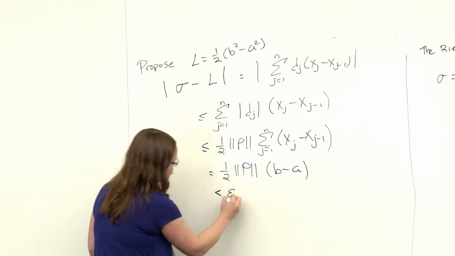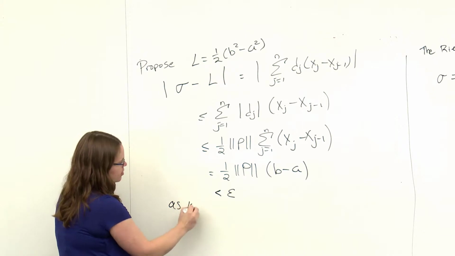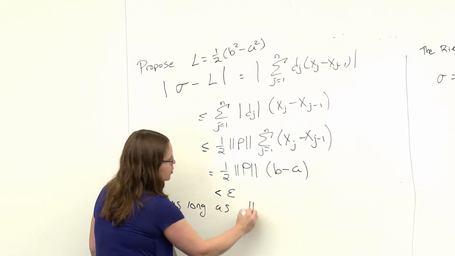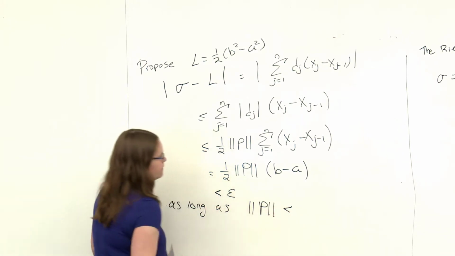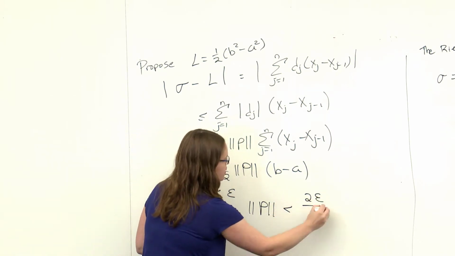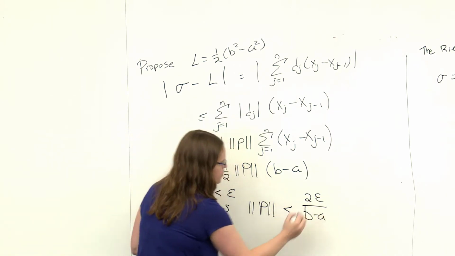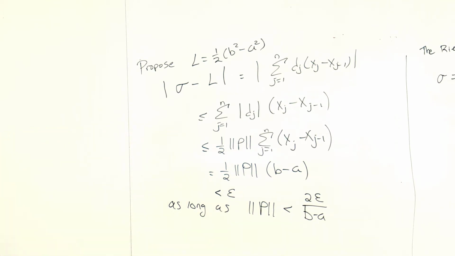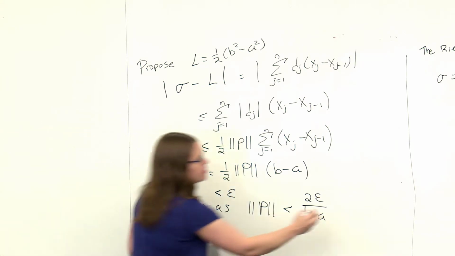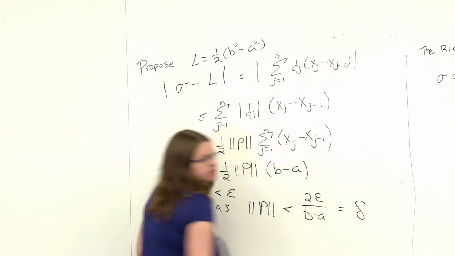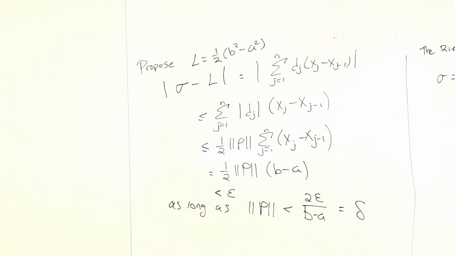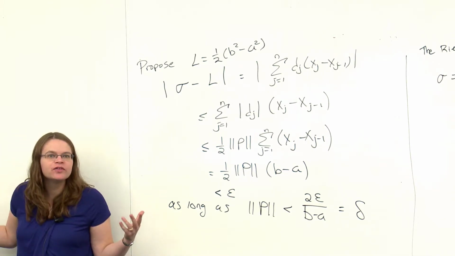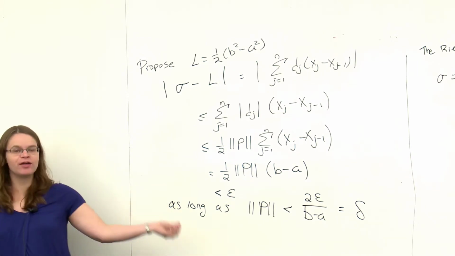So indeed, we can make this less than epsilon as long as the norm of P is less than 2 epsilon divided by B minus A. And this becomes our good candidate for our delta. Right? And that's it. That's how, again, we're effectively just doing a limit problem here. This is how we conclude our limit problems.